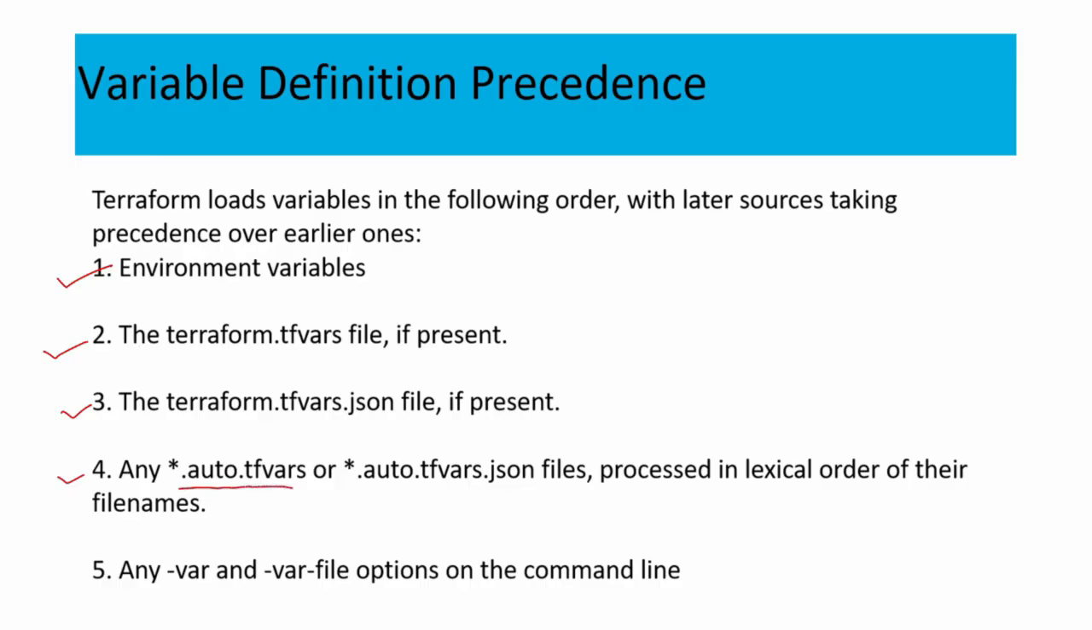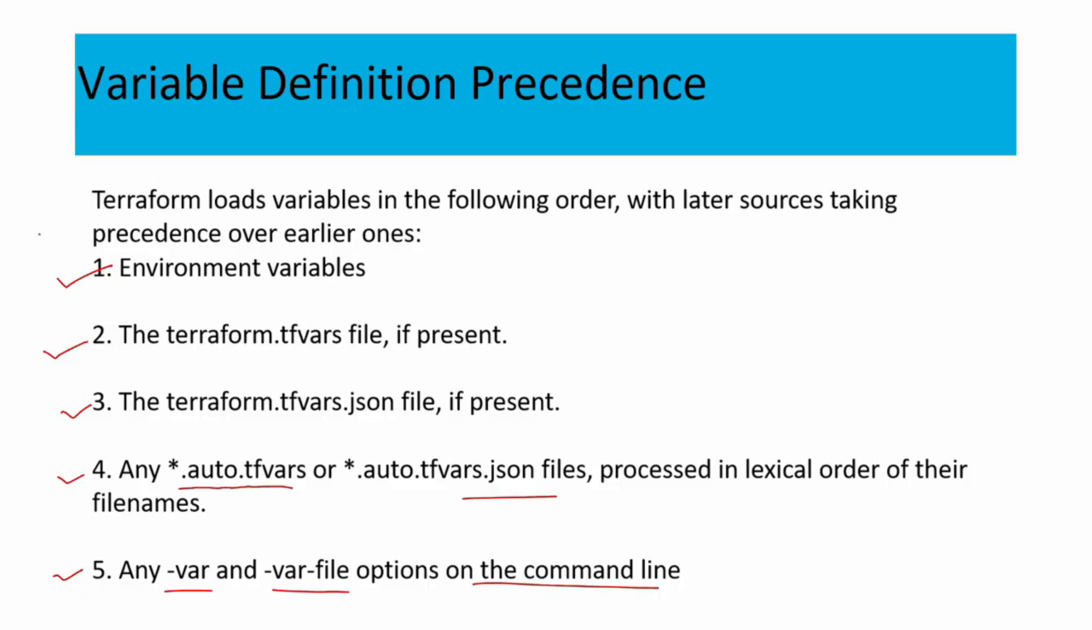*.auto.tfvars or *.auto.tfvars.json files, with precedence in lexical order of their file names. And the fifth one is any -var and -var-file options on the command line. We have a very detailed discussion about all the possible ways to pass values to a variable. In terms of precedence, the fifth option will have the highest precedence.